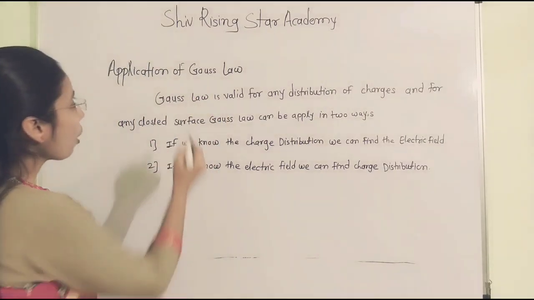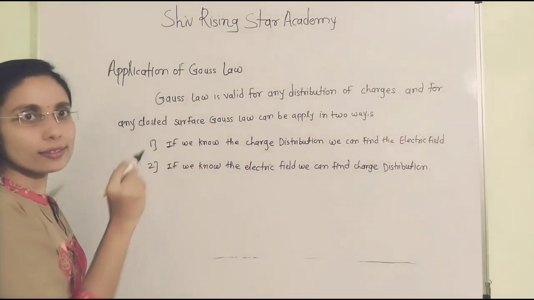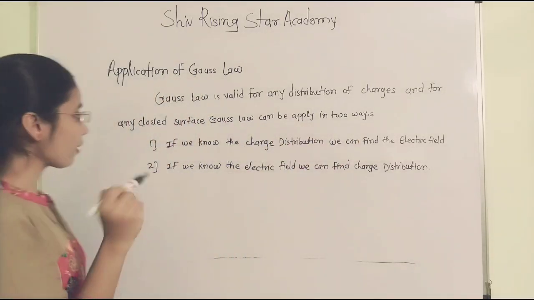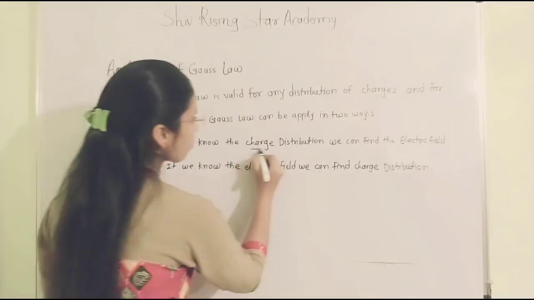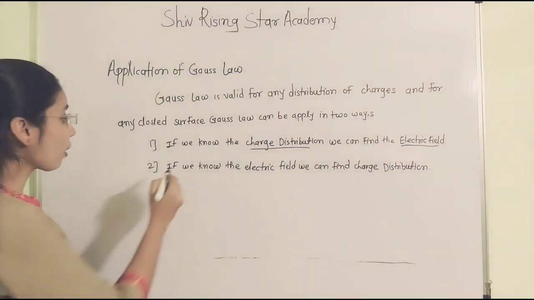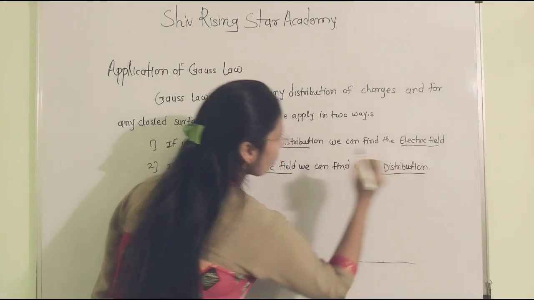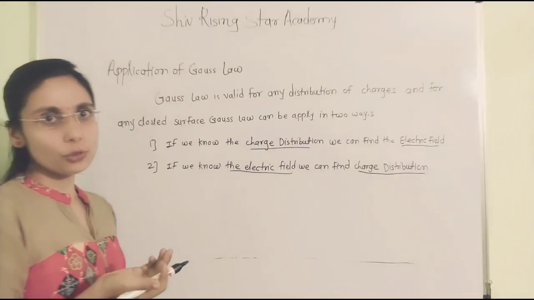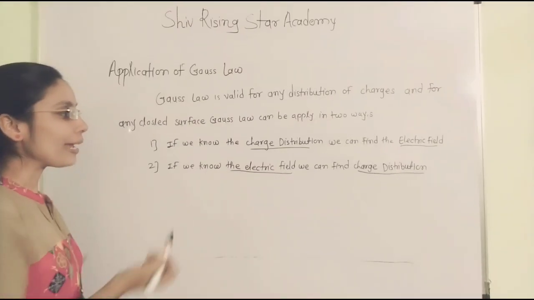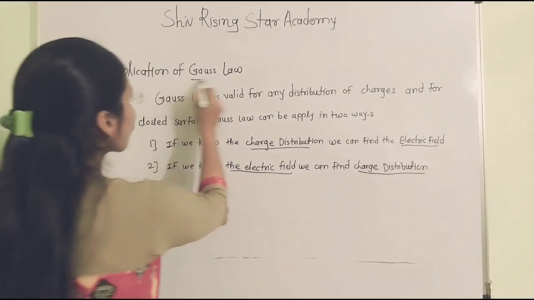Application of Gauss law. Gauss law is valid for any distribution of charges and for any closed surface. So, Gauss law can be applied in two ways. First, if we know the charge distribution, then we can find the electric field. Second, if we know the electric field, we can find the charge distribution.